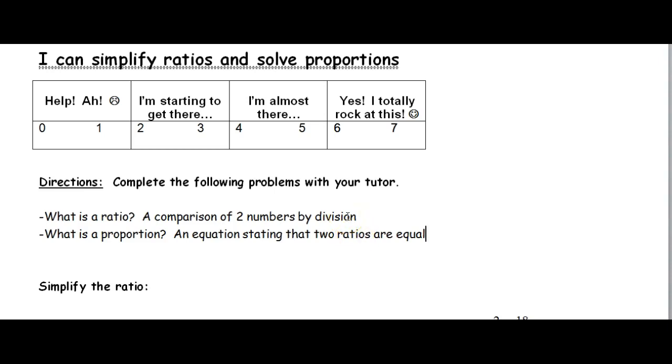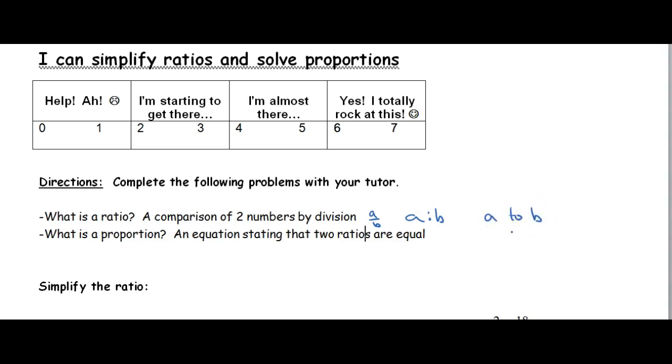Before we can start, let's ask ourselves, what is a ratio? A ratio is a comparison of two numbers by division. A lot of times you'll see them written one of three ways. You can see it as a fraction, meaning A to B. You can see it using a colon, A to B, or you can see the words "A to B" written out.